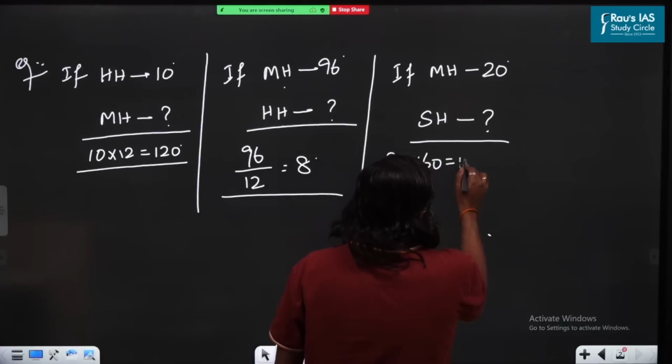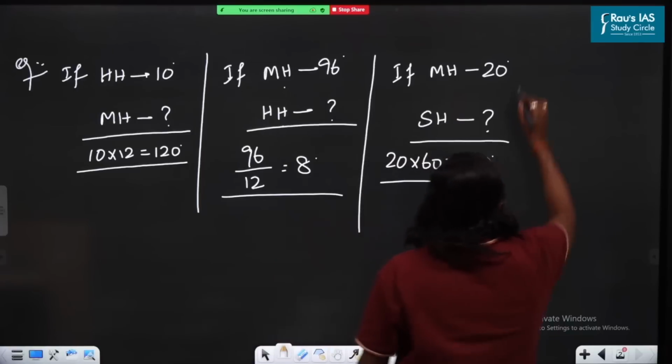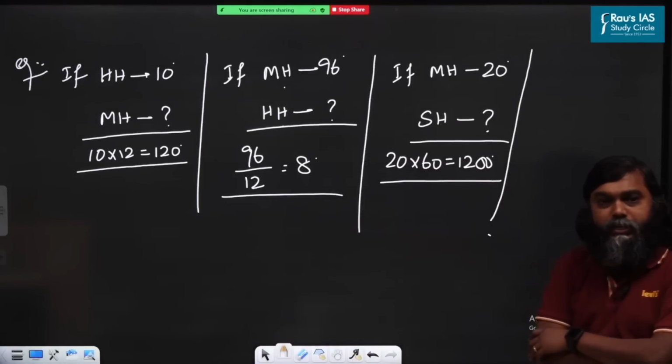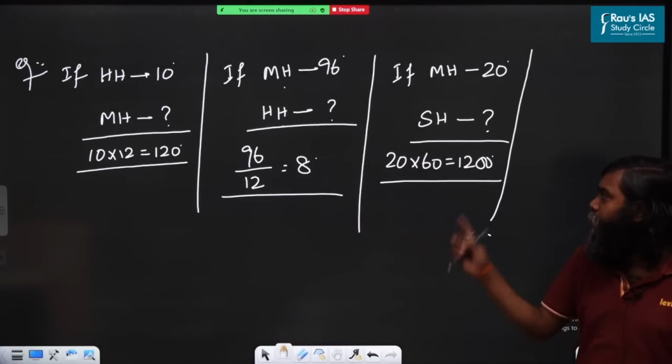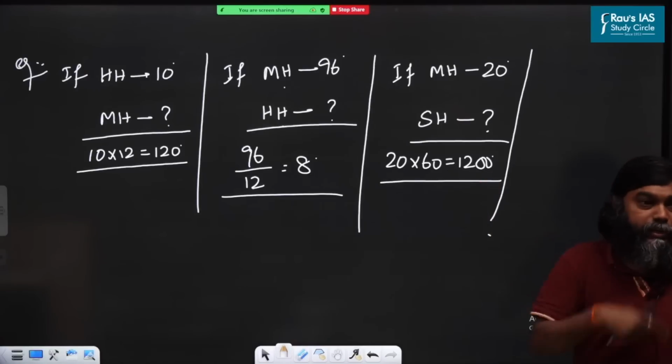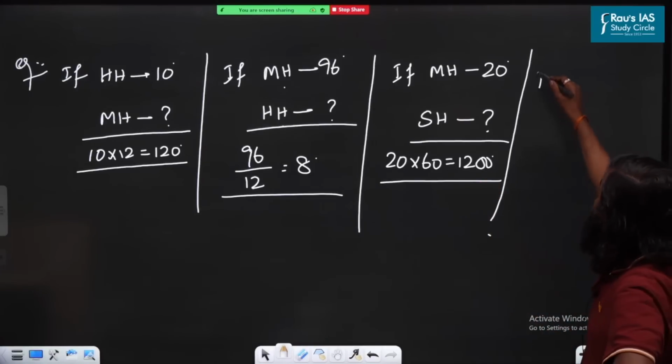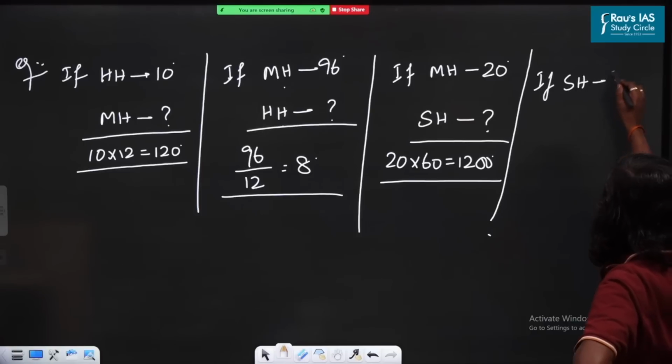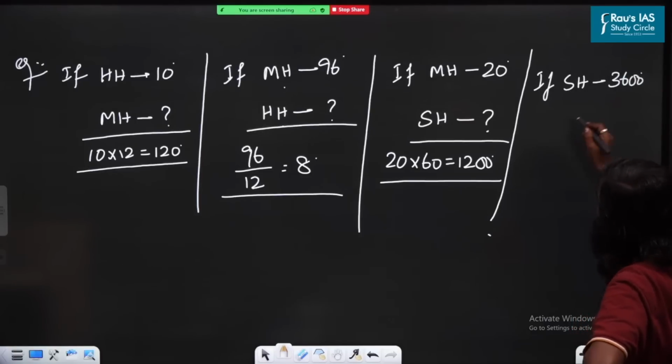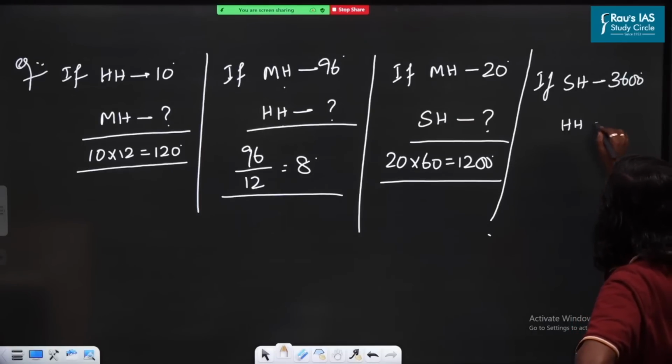Do you understand this? One full circle means 360 degrees. How is it possible? 1200 degrees, again and again. Do you understand? If second hand traveled 3600 degrees, in the same time hour hand traveled how many degrees?